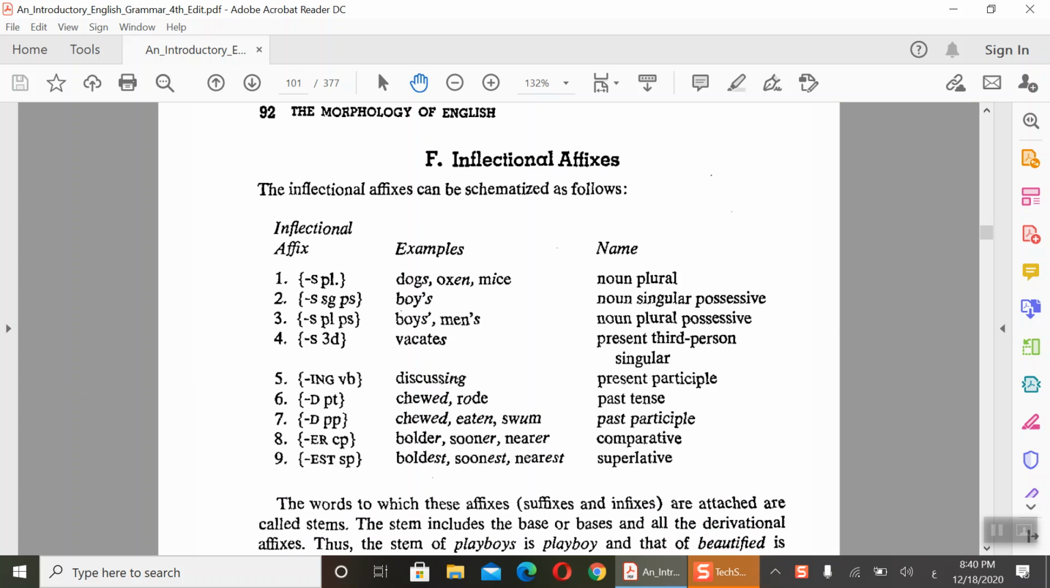Inflectional in Arabic it means تصريف. Okay, تصريف يعني الإضافات التصريفية.